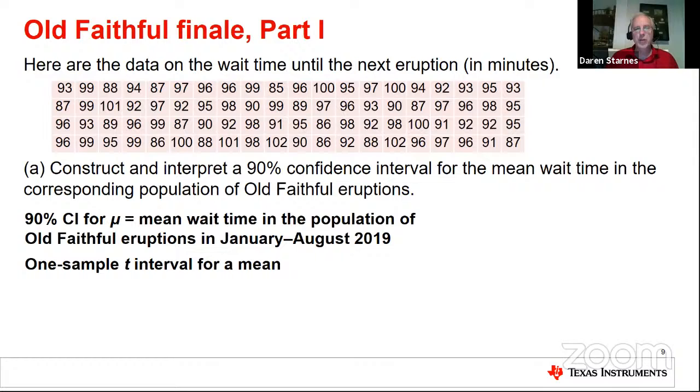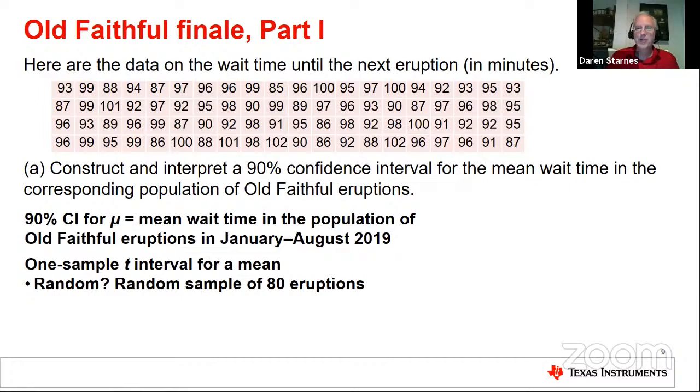The type of inference we'd like to be able to do is a one sample T interval for a mean, T interval because we don't know the population's standard deviation of wait times. So we're going to use the sample standard deviation to estimate that unknown sigma. And because of that, we would like to use a T interval. Of course, you all know the punchline. We can only use the T interval if the conditions are met.